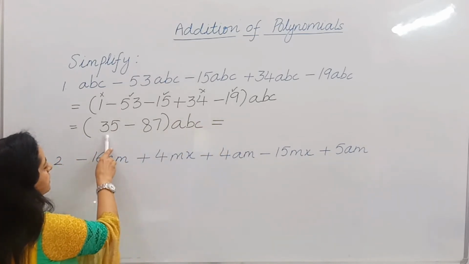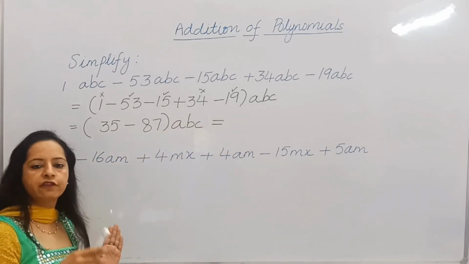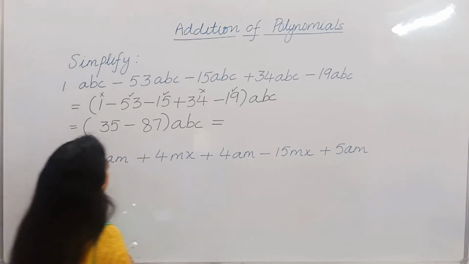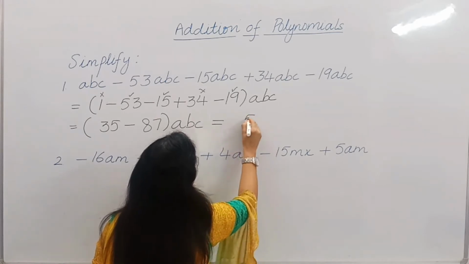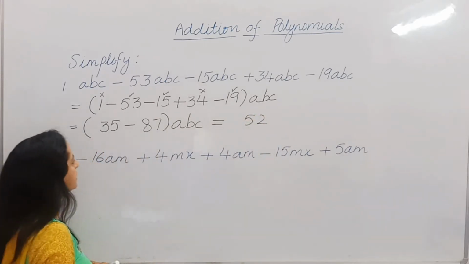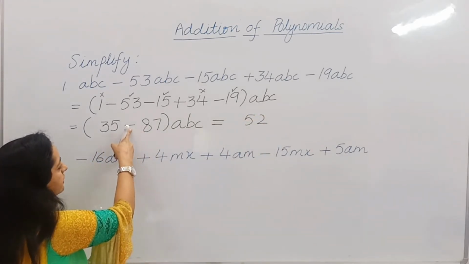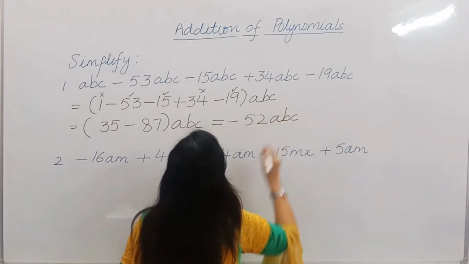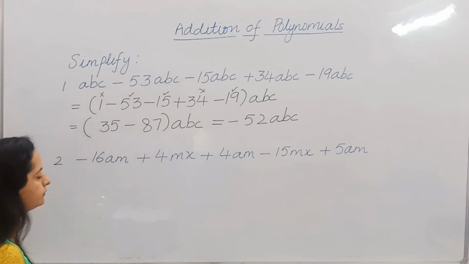Now one is positive, the other number is negative. Different signs we subtract. 87 minus 35, that is equal to 52. The sign is of the greater number. Here the greater number being 87, the sign will be negative. So we get minus 52 ABC.